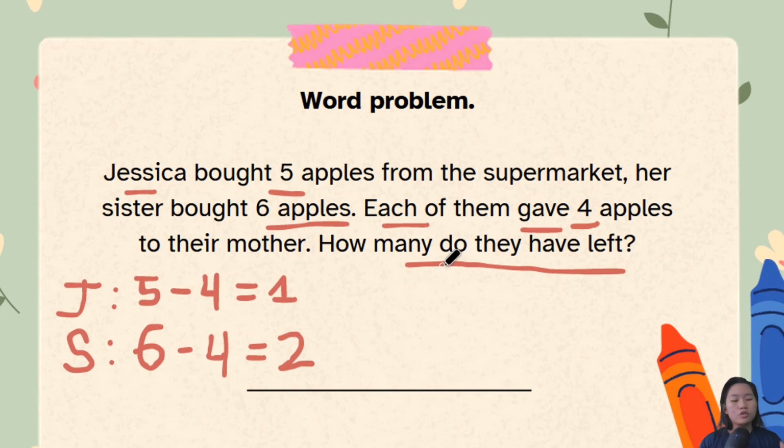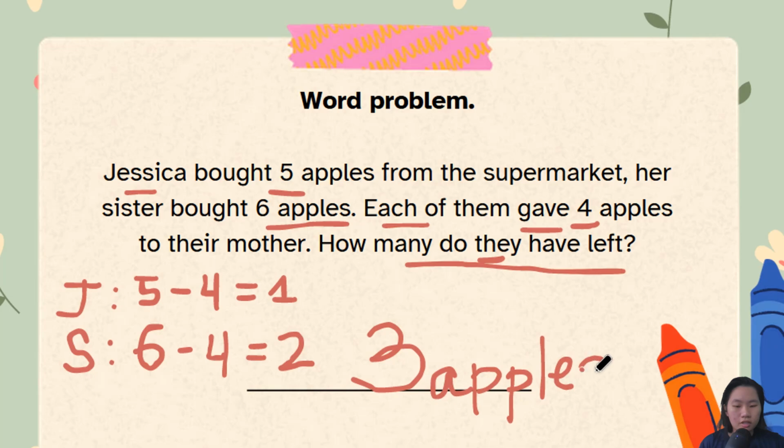How many do they have left? So we're talking they. We're talking Jessica and her sister. We're not talking just one. So what we're going to do is we're going to add, right? Addition, sum. What is the sum of 1 and 2? It is 3, okay? 3 what, everyone? What's the unit? 3 of what? 3 apples. 3 apples. All right? Okay, everyone, you did a great job.